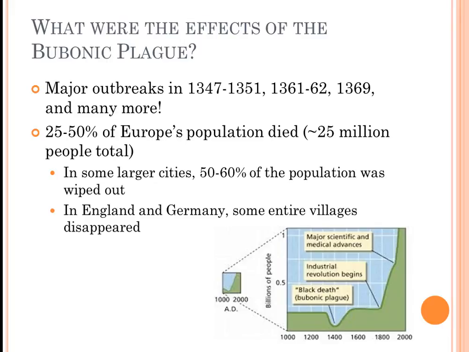In some larger cities, they did have a higher accountability, but because people were living closer together with those open sewers and things like that, about 50 to 60% of the population was wiped out in places like Florence and Venice, Italian cities that were a little larger and more well-developed. And in England and Germany, some entire villages disappeared. Almost 40,000 villages just completely disappeared.